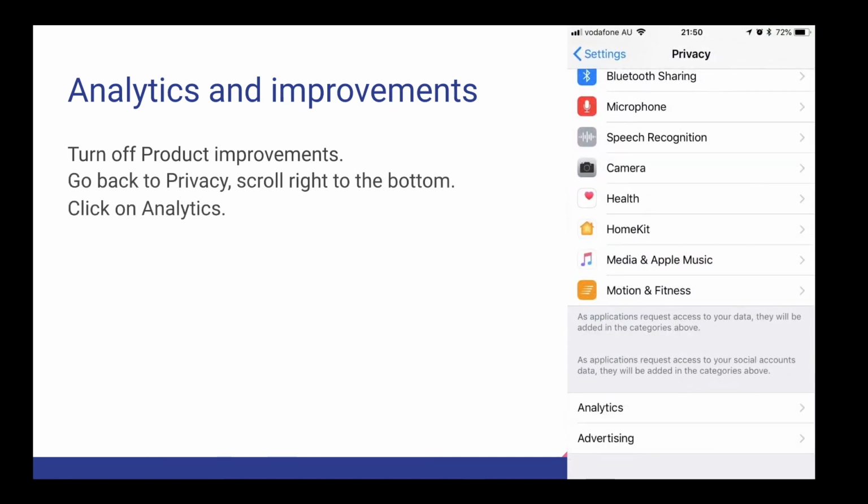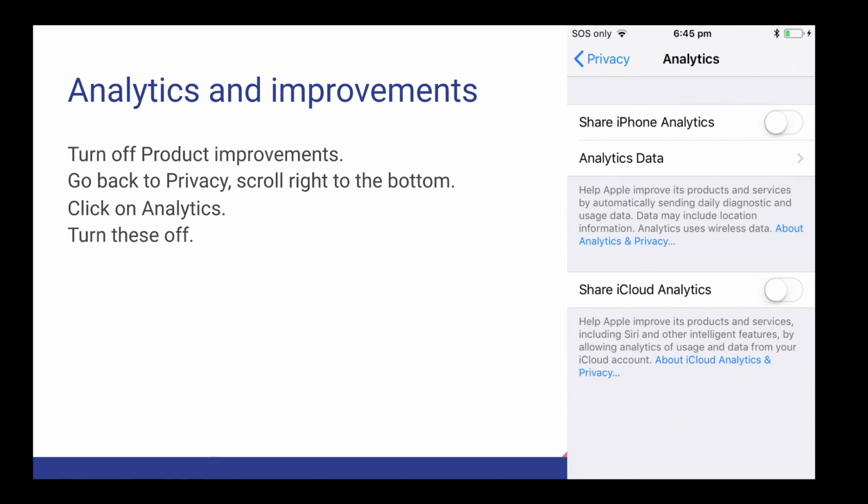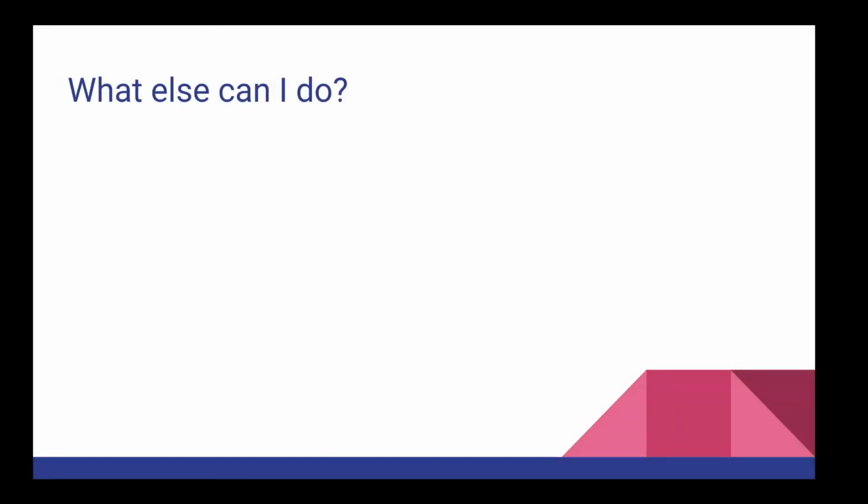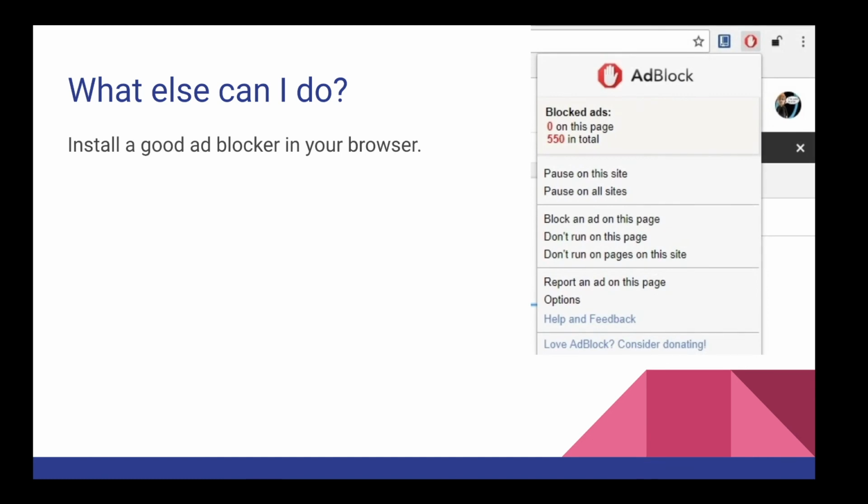Okay. Finally, let's go all the way down to the bottom of the privacy tab and have a look at advertising. Oh, sorry, analytics first. Do you want to share your data? No, just no. Limiting ad tracking, absolutely, turn that on. And let's just move on now from Apple devices. Let's have a look at your browser.